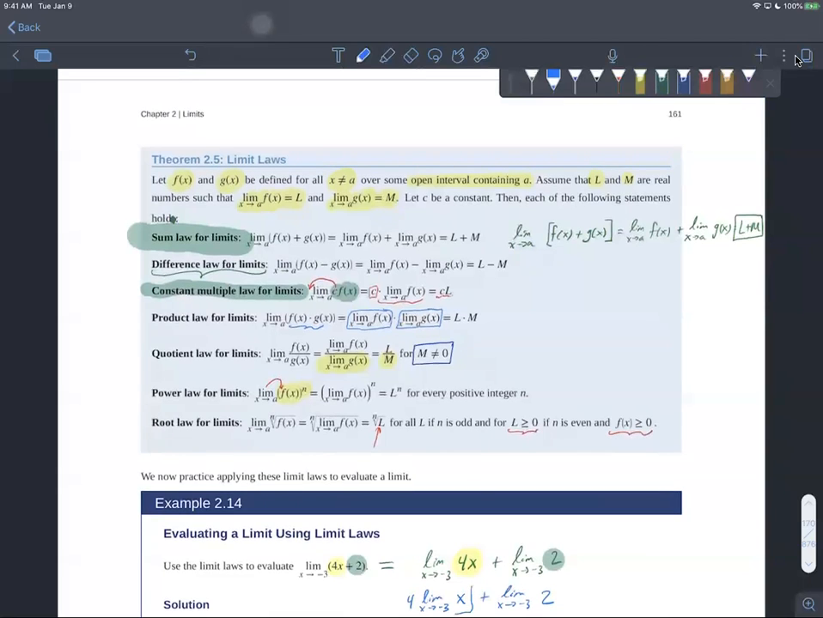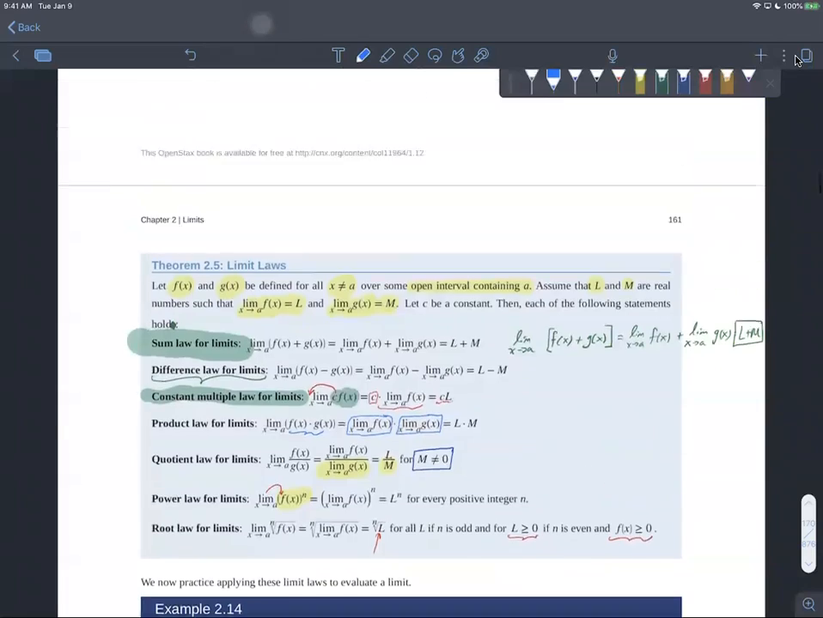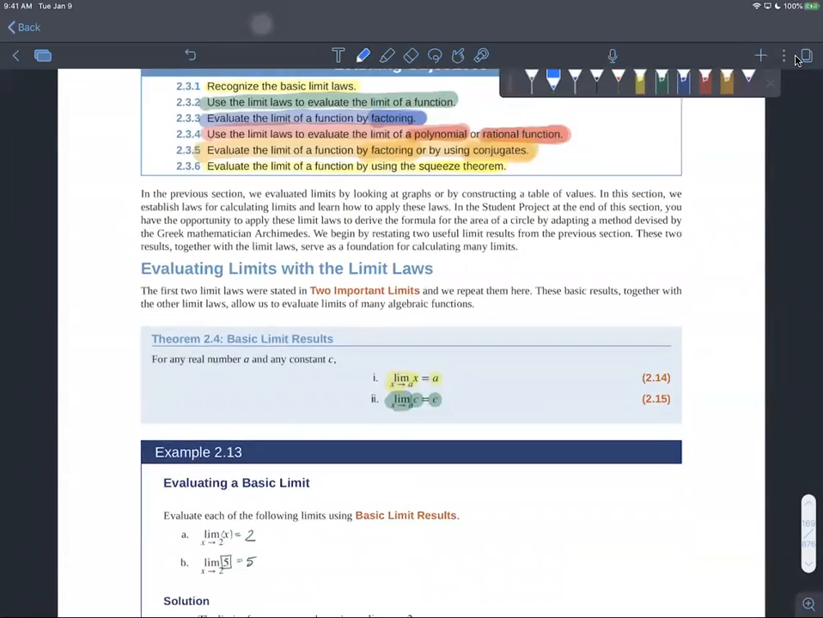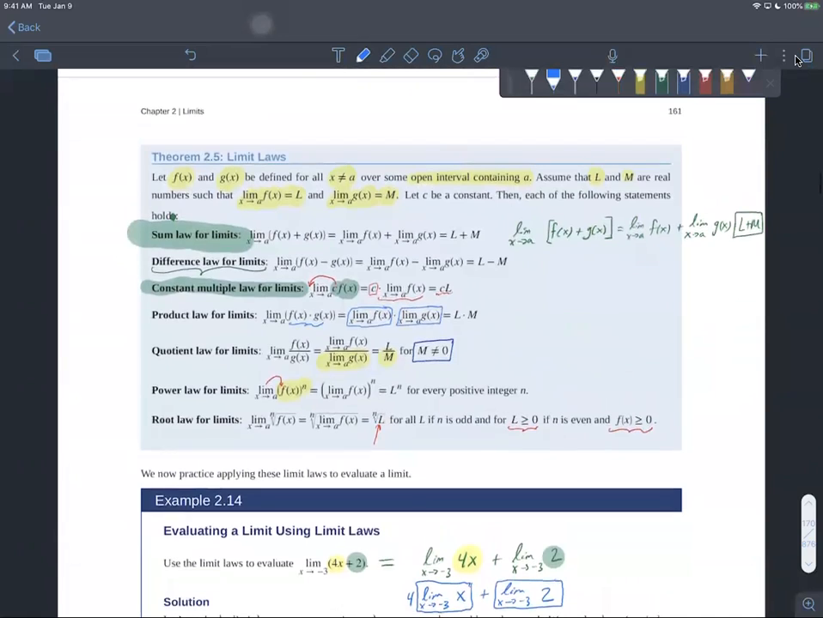What is this here? This was one of the basic limits that we went over in the last section, and we also reviewed in this section. And then this is the limit of a constant. These are the limit laws that were given up here in theorem 2.4. So these should be very easy to do. This is going to be equal to 4 times the limit as x approaches -3 of x, which is -3, plus the limit of a constant 2 as x approaches -3, which is 2. And so the limit here is -12 plus 2, which is -10. This is our answer, -10.